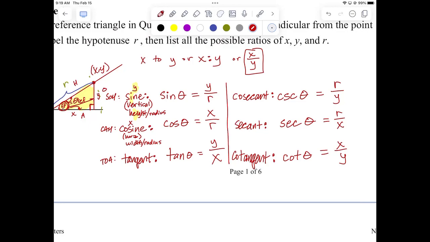Don't tell me that it's opposite over hypotenuse. I don't care about opposite over hypotenuse anymore. I want to know what it is in terms of x, y, and r. What's the definition of sine? Y over r. Sine is y over r.